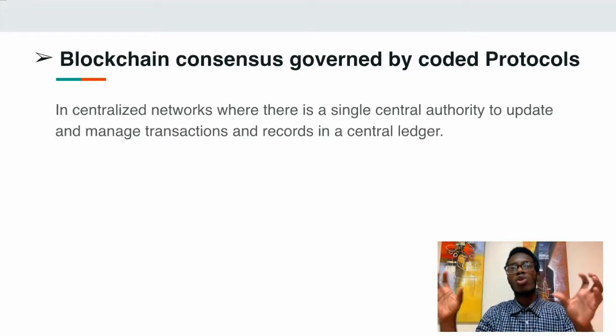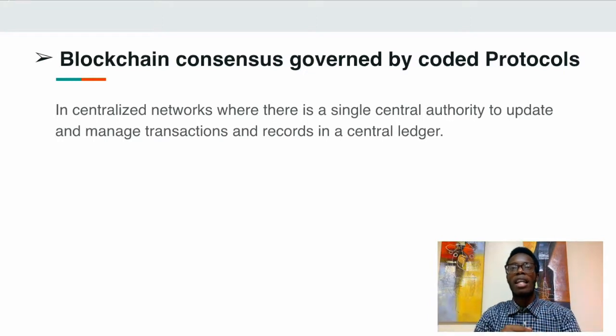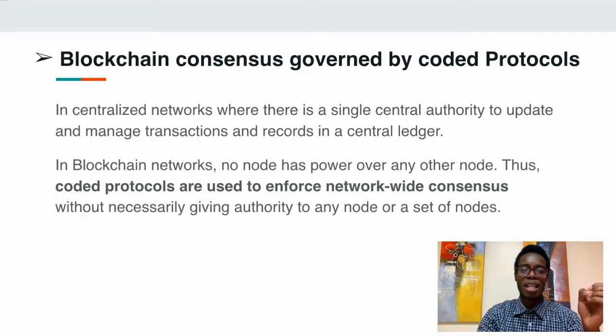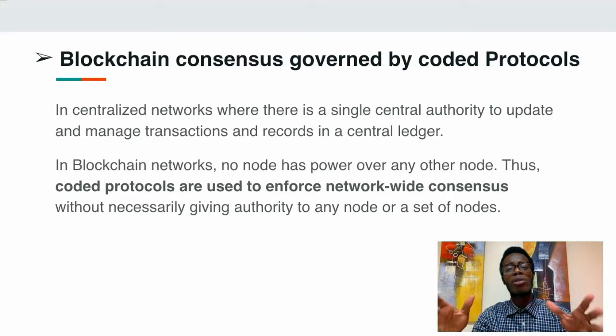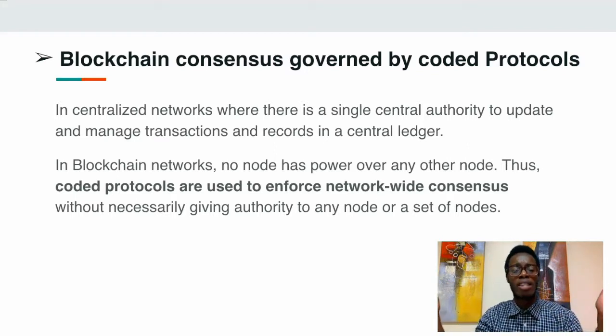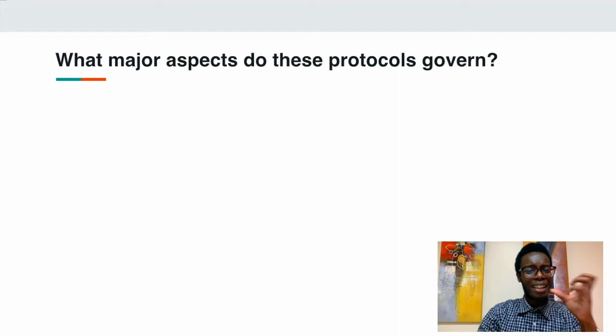But when you're dealing with so many nodes in a particular network and all of them need to have some sort of consensus, blockchains have protocols that govern that entire process, that make sure that we all agree in terms of the information and transactional records we are storing. Keep in mind that in blockchain networks, no node has power over any other node. Therefore, coded protocols are used to enforce this network-wide consensus without necessarily giving authority to any node or set of nodes. Now, let's look at the major aspects that these protocols govern.